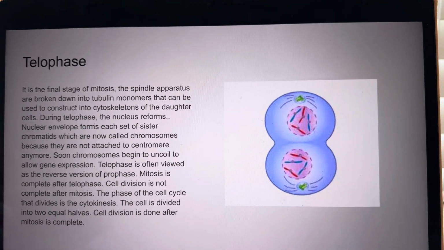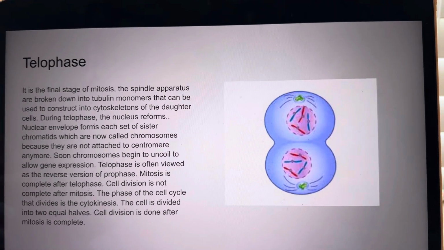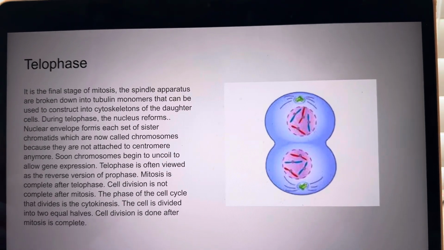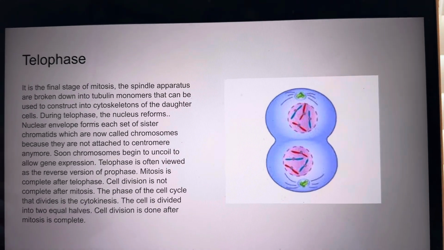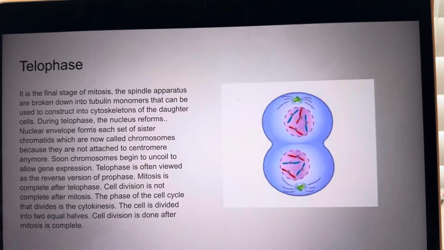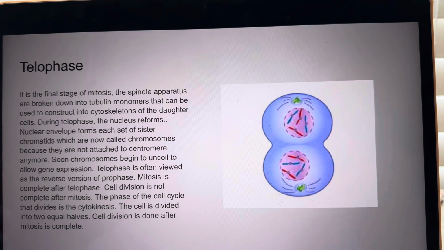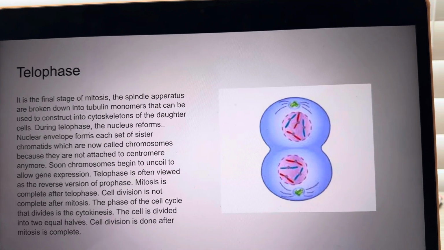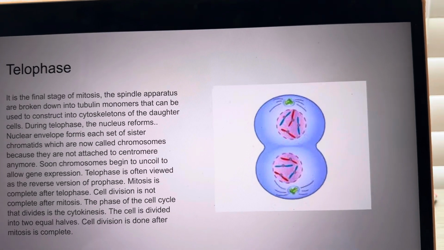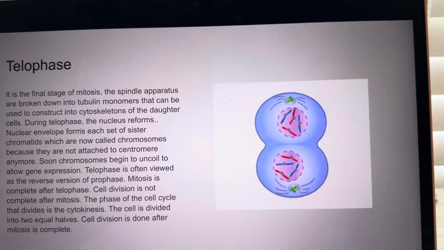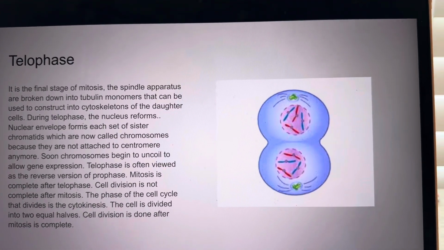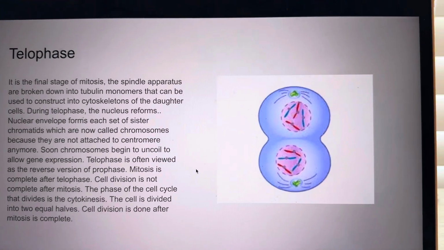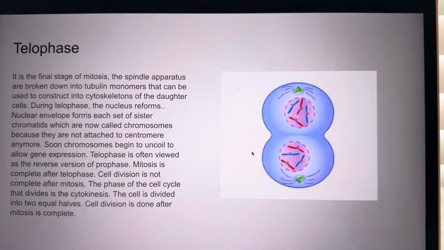Mitosis is complete after telophase, but cell division is still not complete unless cytokinesis is done, dividing the cell into two equal halves. Once cytokinesis divides the cell into halves, then the cell division is done. And here's an example of the telophase stage.